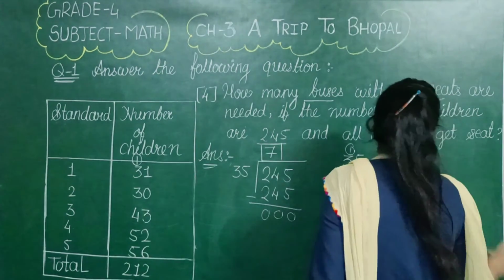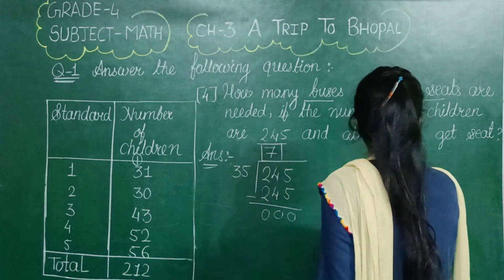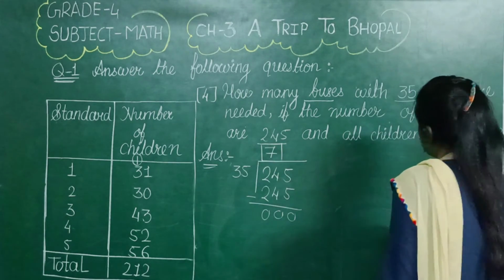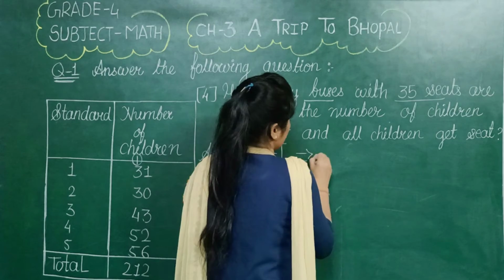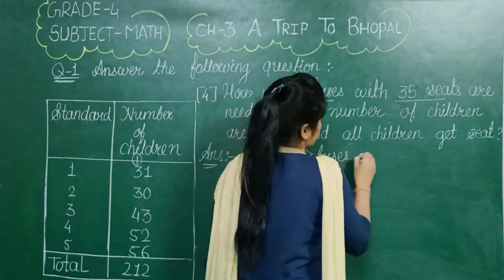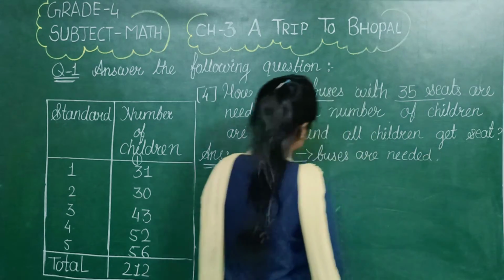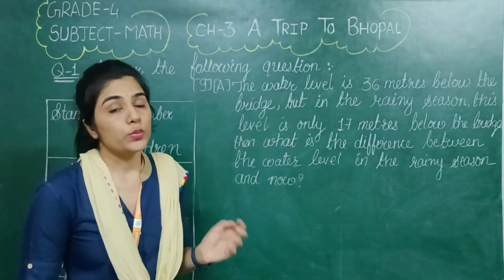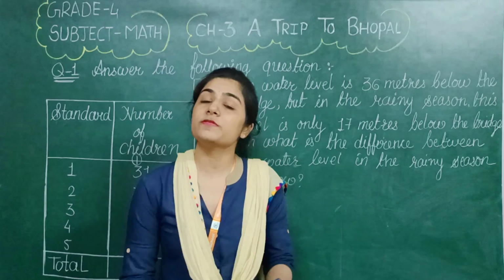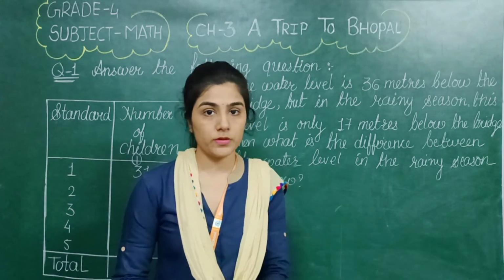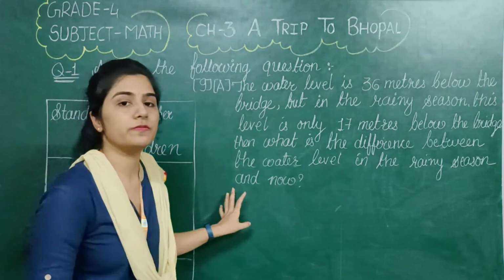So we can write here: how many buses are needed for these 245 children? 7 buses are needed. This is our answer. Now, the objective kind of questions in which we just have to write the answer in one word, I am not including in this video.